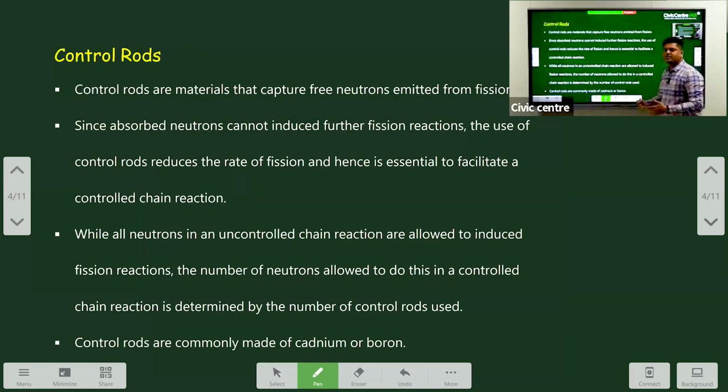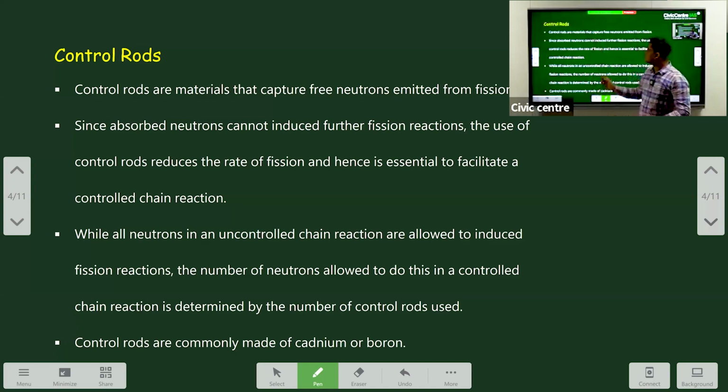Now, what is the purpose of these control rods? See, I told you the main thing here is you need to have a controlled fission reaction. For you to have a controlled fission reaction, you need to control the number of neutrons, because with every reaction, you are going to get at least 3 neutrons. So to control the number of neutrons in this reaction, you need the control rods.